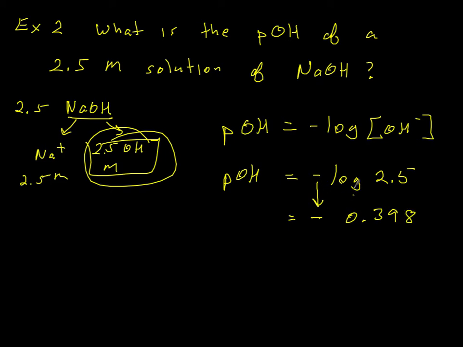And since there is no negative out of the log of 2.5, then the pOH is negative 3.98. Okay, one last equation is going to be the self-ionization of water equation, which is Kw is equal to the hydrogen ion concentration times the hydroxide ion concentration. And so this Kw is called the self-ionization constant of water.